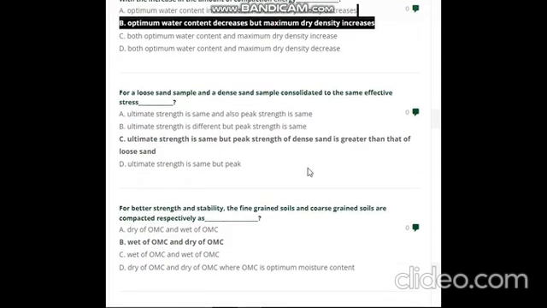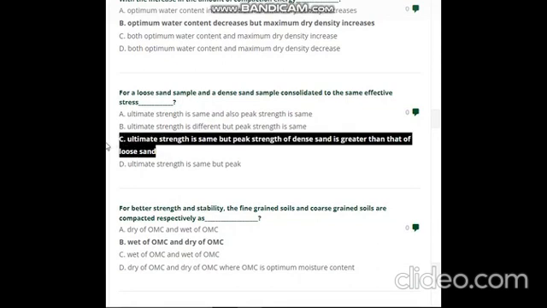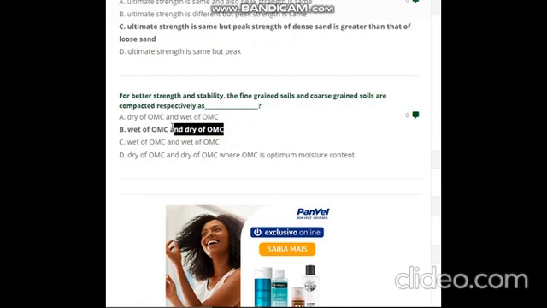For a loose sand sample and a dense sand sample, consolidated to the same effective stress, ultimate strength is the same but peak strength of dense sand is greater than that of loose sand. For better strength and stability, the fine-grained soil and coarse-grained soil are compacted respectively wet of OMC and dry of OMC.